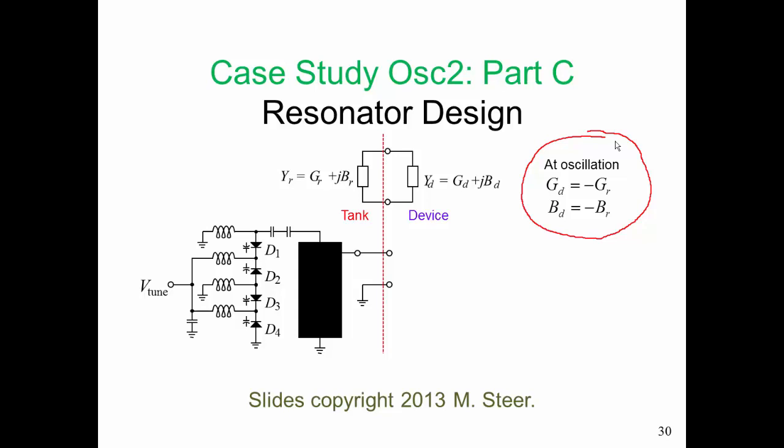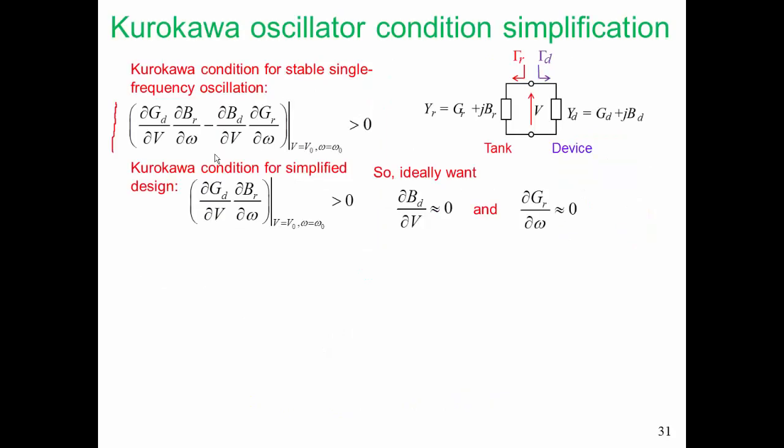We're going to concentrate on the reflection coefficient looking into the resonator network and making sure that reflection coefficient has the behavior that we need for stable single frequency oscillation. The design of the resonator network must follow the Kurokawa condition for stable single frequency oscillation. This is rather a long expression, and when we're doing design at a gigahertz and above, one of the strategies followed is to simplify that expression.